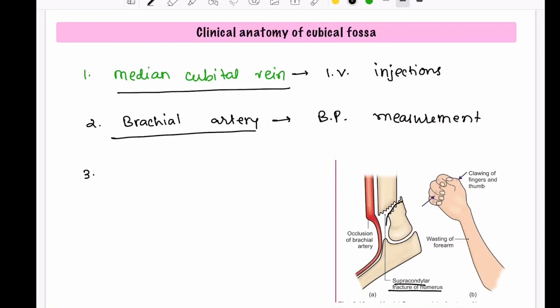The lower fragment is displaced backwards, so the elbow becomes unduly prominent. This fracture can also cause injury to the median nerve. And that can lead to Volkmann's ischemic contracture.